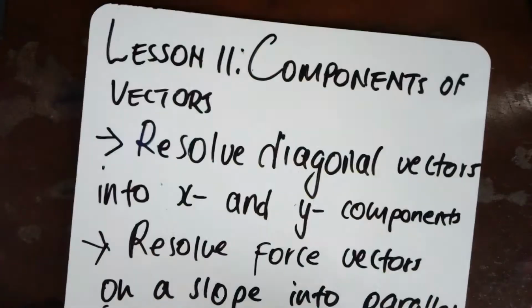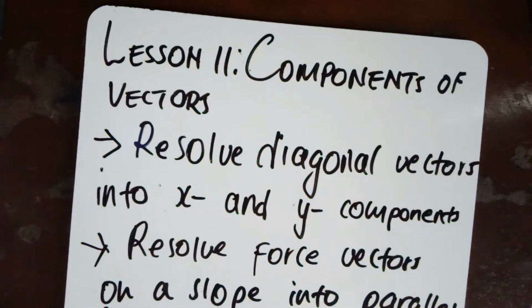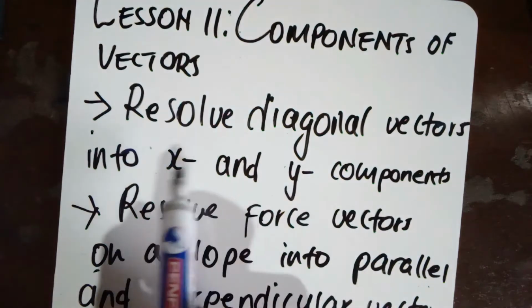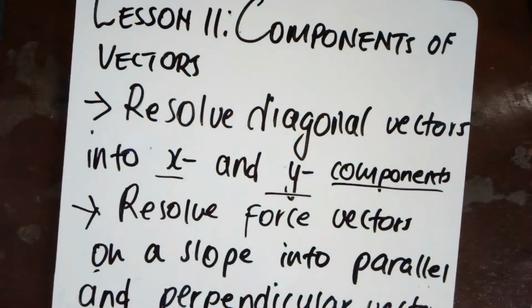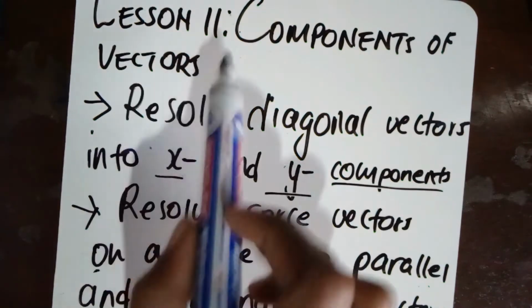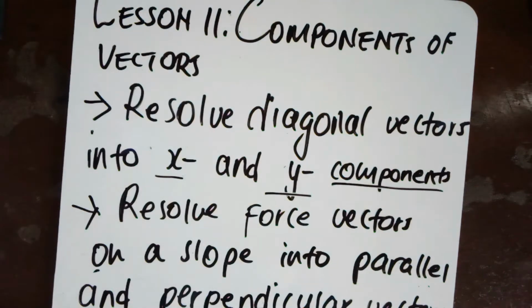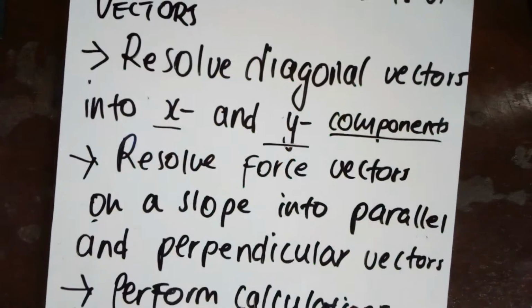The most important skills that you will need to have, especially in physics, is that you have to be able to resolve diagonal vectors into what we call x and y components. I think you might have been introduced to this in grade 11, if I'm not mistaken. So this lesson is titled Components of Vectors, and that is what I've just described is the first learning objective.